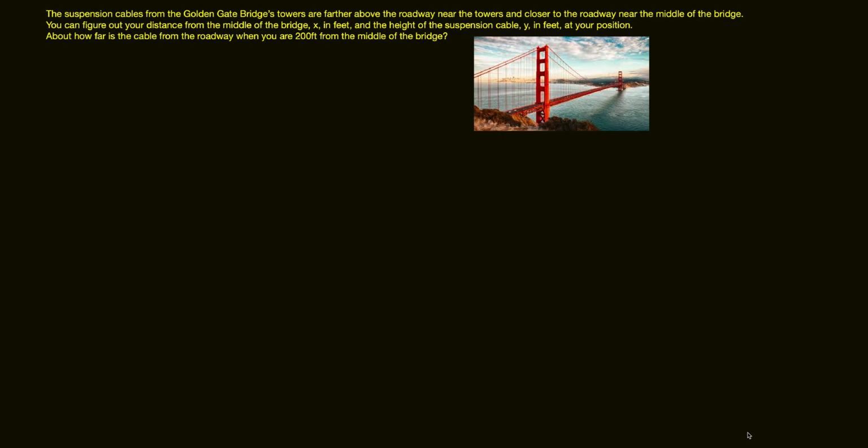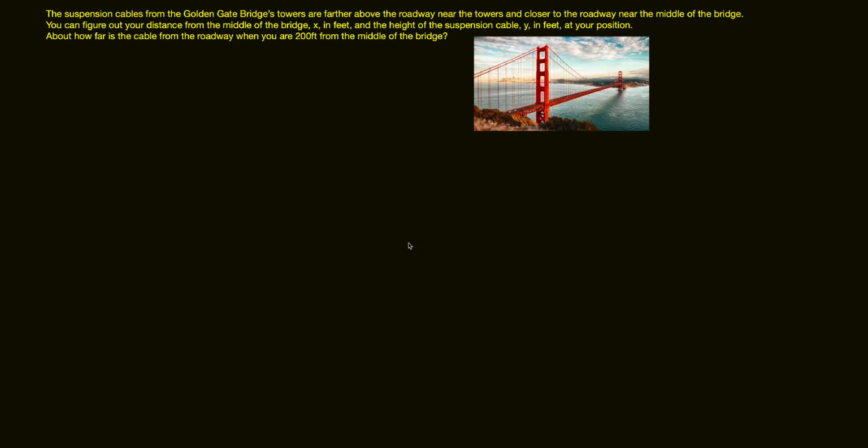So here we have the suspension cables from the Golden Gate Bridge. The cables are further above the roadway near the bridge's towers and closer to the roadway near the middle of the bridge. So again, you have this whole up and then down is basically what they're saying. And right here, as you get to the middle, we have a smaller cable than the ones at the end.